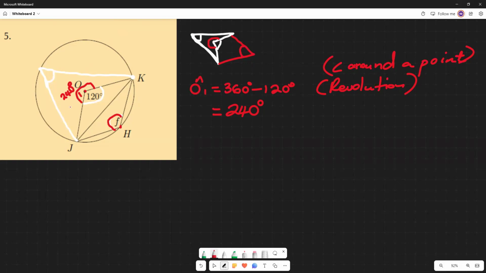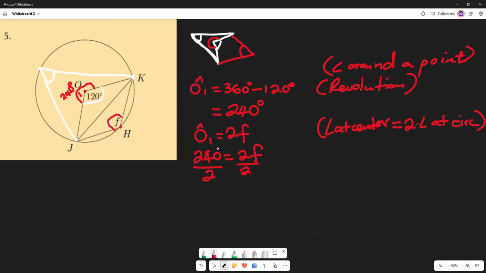Which means O1 is 2 times F, because angle at center equals 2 times angle at circumference. And then you substitute that here. O1 is 240, and then you divide both sides by 2. It gives you 120 degrees. It's angle F, which is the whole of H. It's also 120 degrees. And that's it about this video, ladies and gentlemen.